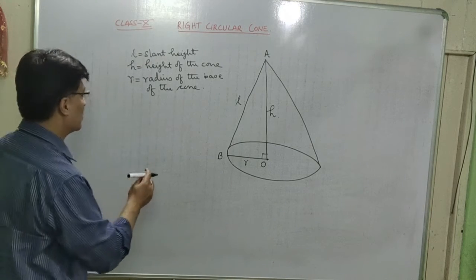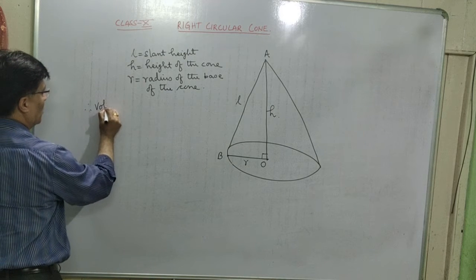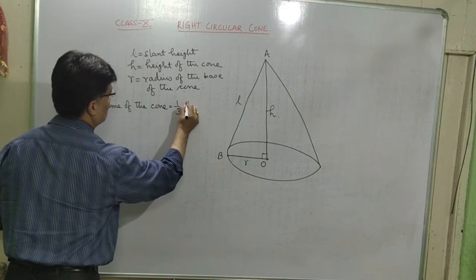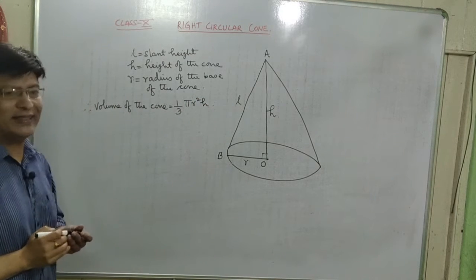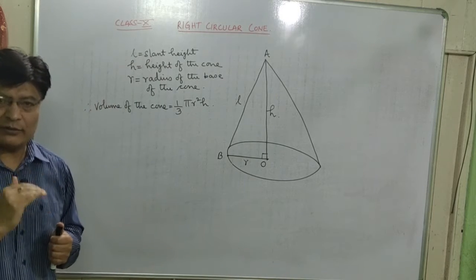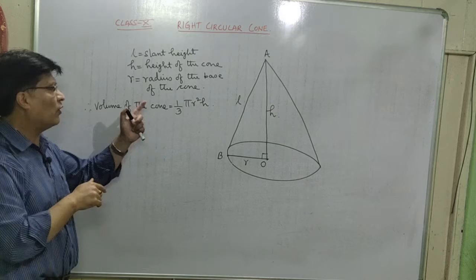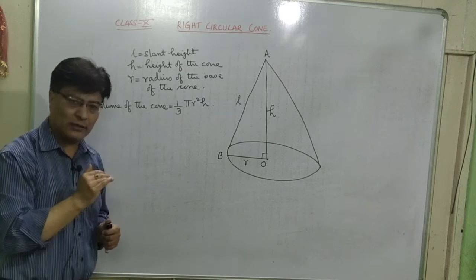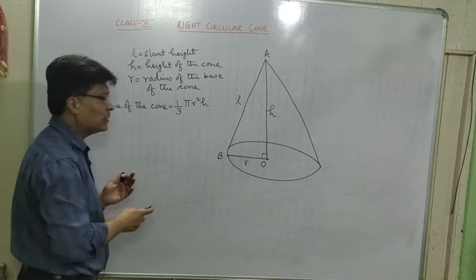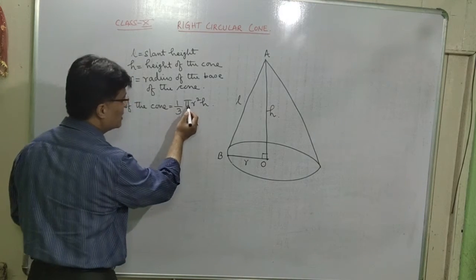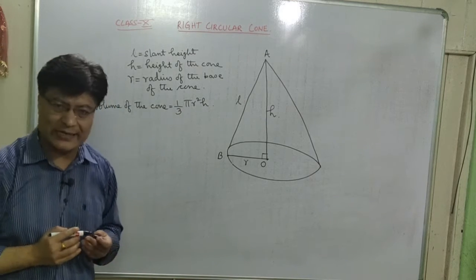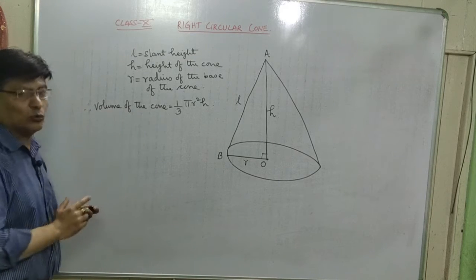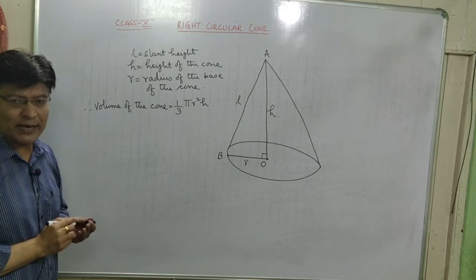So what is the formula for volume of the cone now? Therefore, volume of the cone is equal to 1/3 pi r square h. That is, 1/3 of the volume of the right circular cylinder will give you the volume of the cone. You know that this pi r square h is the volume of the right circular cylinder, and 1/3 of the volume of the right circular cylinder will give you the volume of the cone. So what is the formula for volume of the cone? It is 1/3 pi r square h.